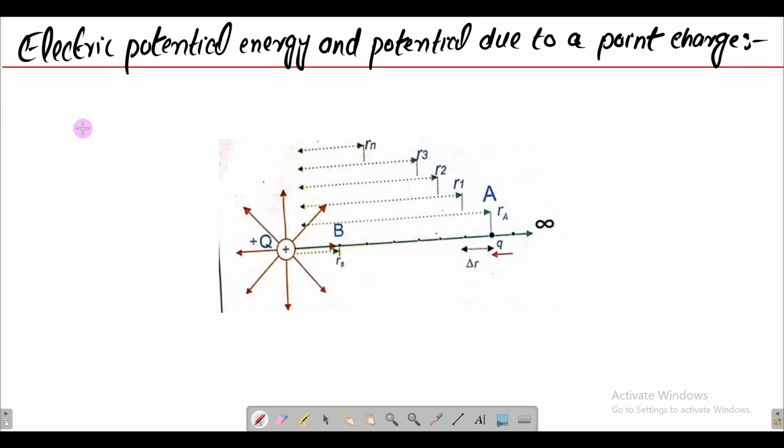Now, in physics, we say that there is no concept of potential, but we have the concept of potential difference. The potential difference is given by the potential at B minus the potential at A. But in physics, there is no concept of potential at a single point, because potential is actually the work done per unit charge, and for a specific fixed point, the work done will be zero, because here the displacement is zero.